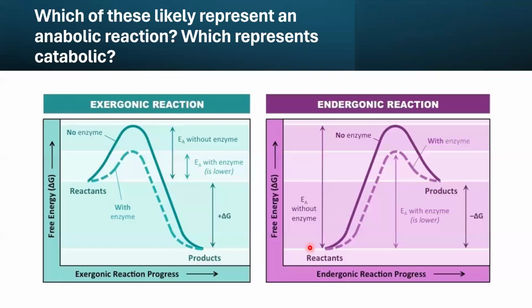And then over here, we're getting a net loss of energy, a negative delta G. That means that when we get up here and down here, we're going to have a loss of energy, probably because we're building something up. That's going to be anabolic.